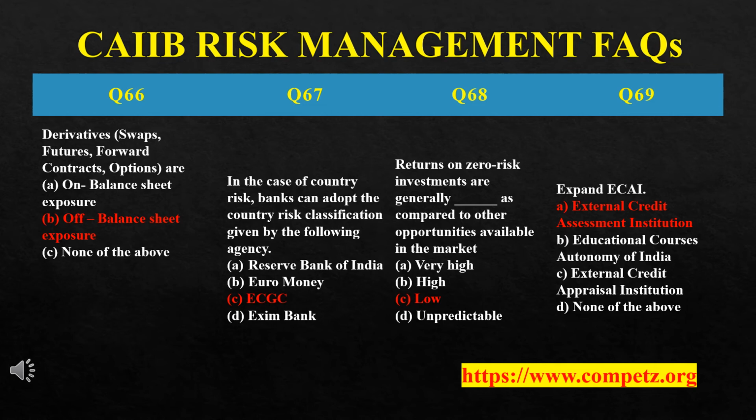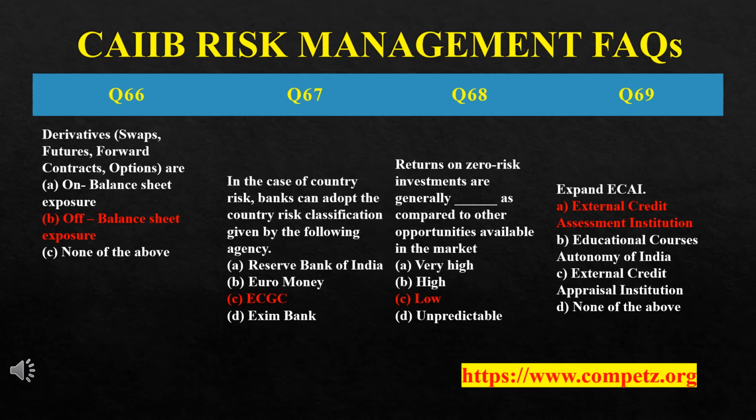Okay. Then the last question in this slide, expand ECAI. ECAI is External Credit Assessment Institutions. The answer is A, External Credit Assessment Institution. Now, what are these? This is also a rating agency which assesses the creditworthiness of an organization and assigns them a score, a grade or a rank that indicates the general creditworthiness of a borrower.